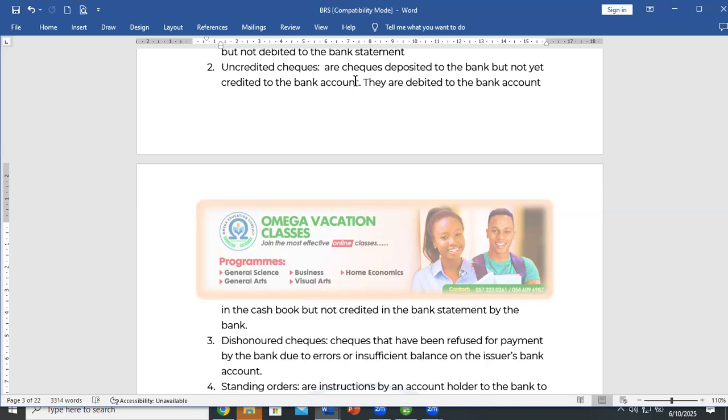So the uncredited checks, I'm saying that these are checks that have been deposited with the bank. So for example, I go to GCB, I have a bank account with GCB. Then I take like 2 checks to GCB to deposit into my bank account. So what it means is that GCB is supposed to add to my account balance the amount on those checks. It happens that the bank delays in crediting the checks.